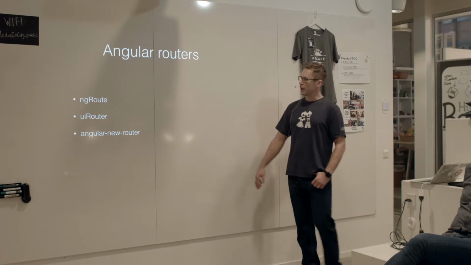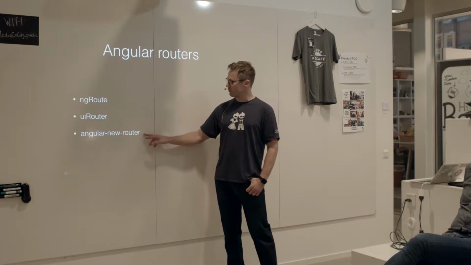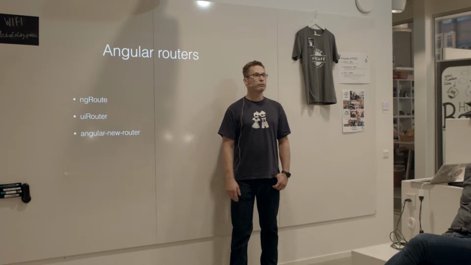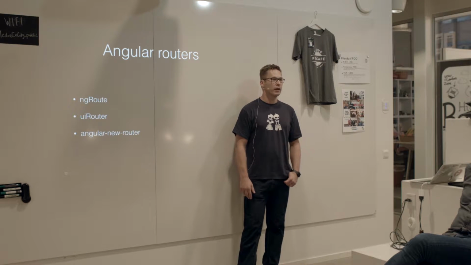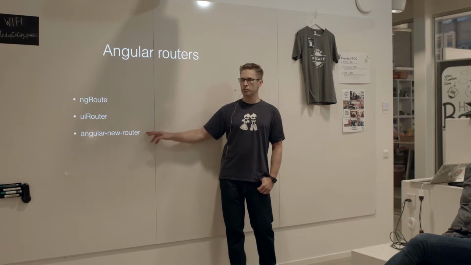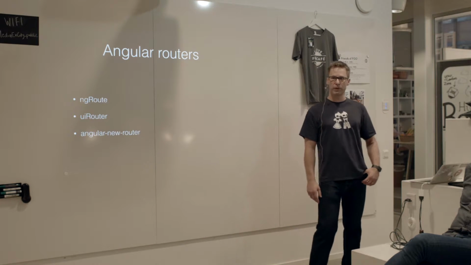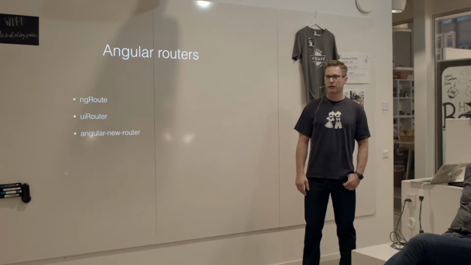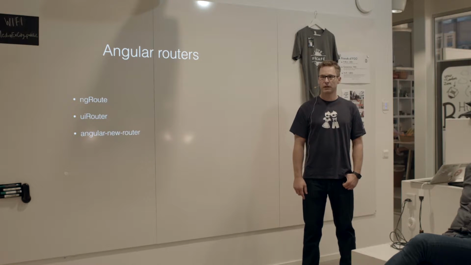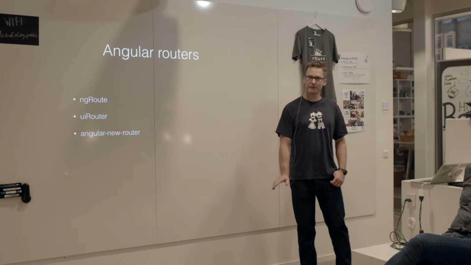So UI router was created to extend the default one or add what it was lacking in the beginning. And Angular new router is a backport from the router that will be in Angular 2. It was supposed to be in Angular already, but if I recall correctly, it will be released in Angular 1.5. Correct me if I'm wrong.